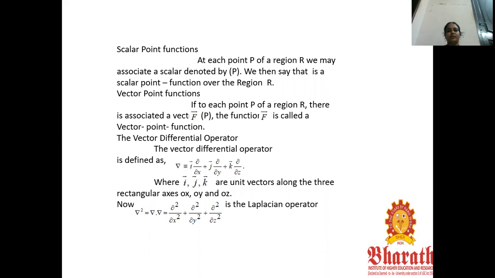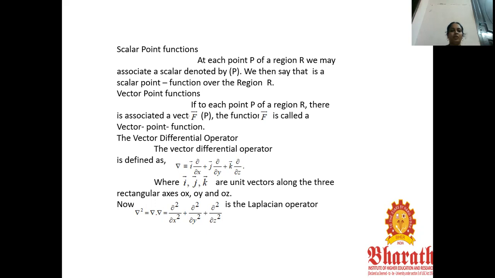Scalar point functions: at each point P of a region R, we may associate a scalar. Then that is a scalar point function over the region R. Next, vector point function: if each point P of a region R is associated with a vector F, it is called a vector point function.